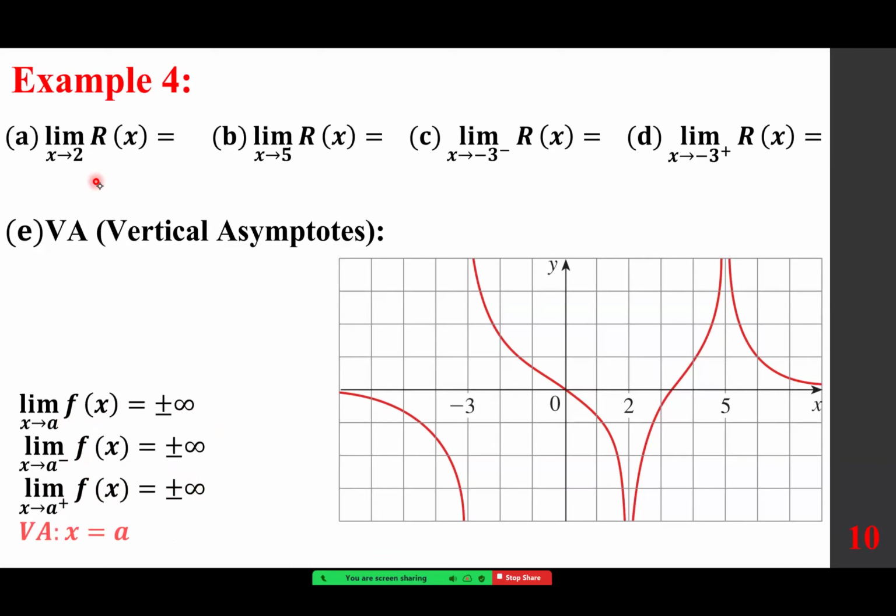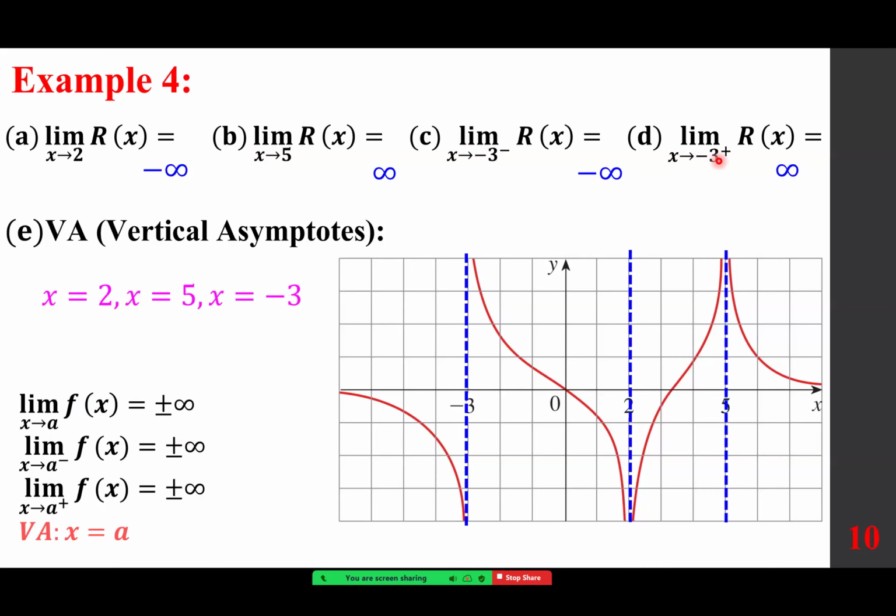So as you can see, for number 2, we're going to go down to negative infinity. For number 5, up to infinity. And negative 3 depends on the left side, negative, but on the right side, positive infinity. And according to the equation of a vertical asymptote and its definition, this says x equals 2, this says x equals 5, this says x equals negative 3. These are our vertical asymptotes: x equals 2, x equals 5, x equals negative 3.